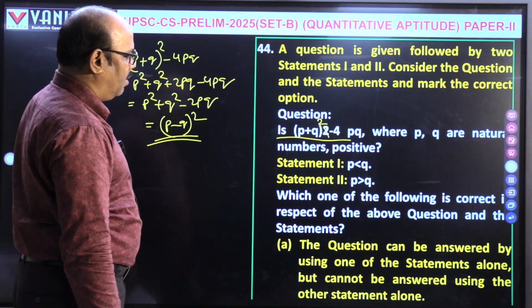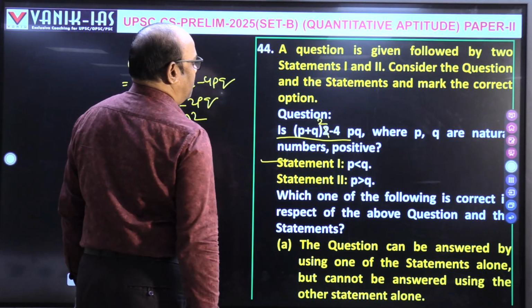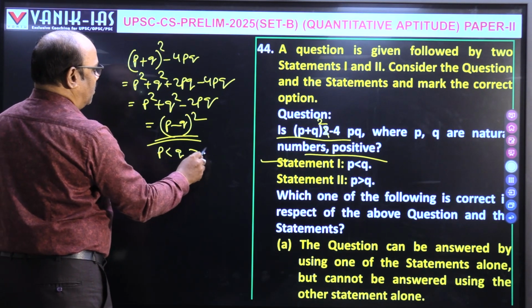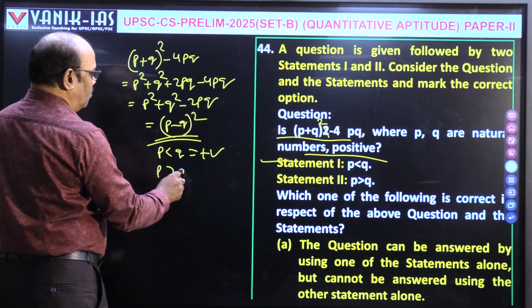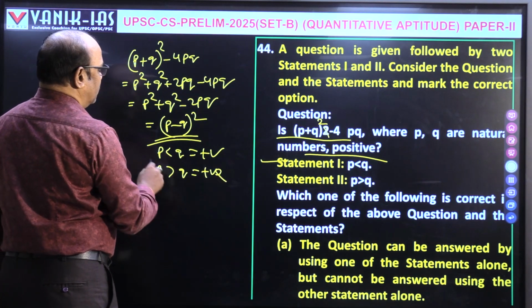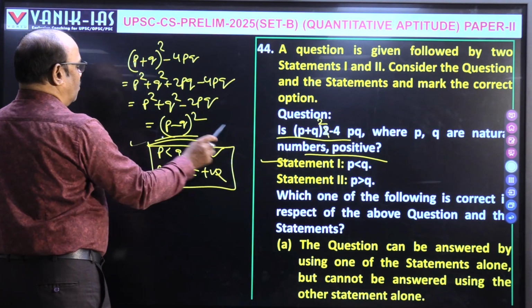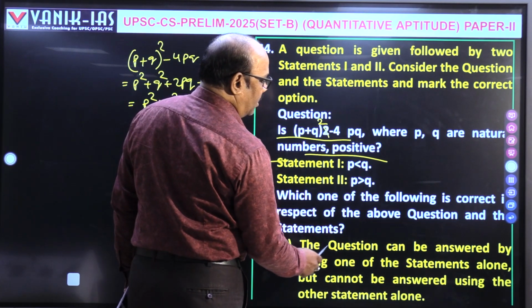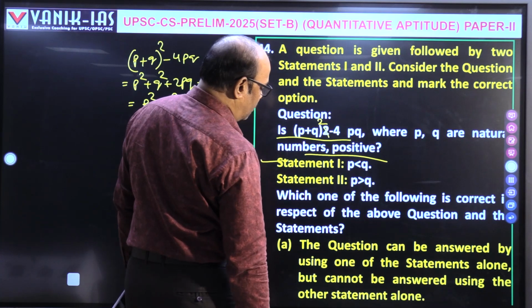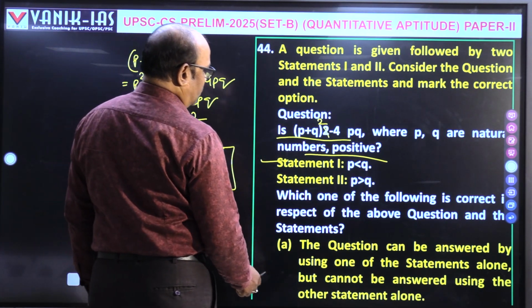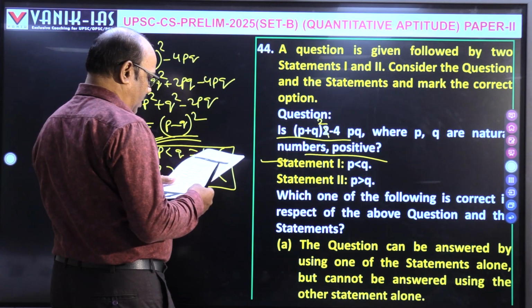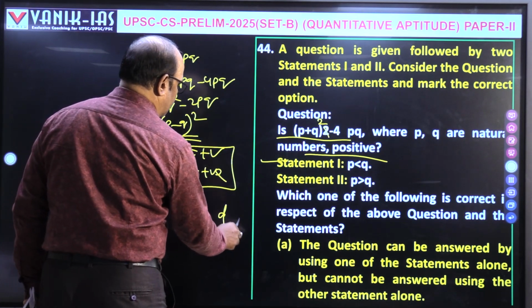If it is a perfect square number, then whether P is less than Q or P is greater than Q, it is a positive number either way. That means there is no need for the statements; it is always a positive number. So the right answer is option D: the question can be answered even without using any statements.